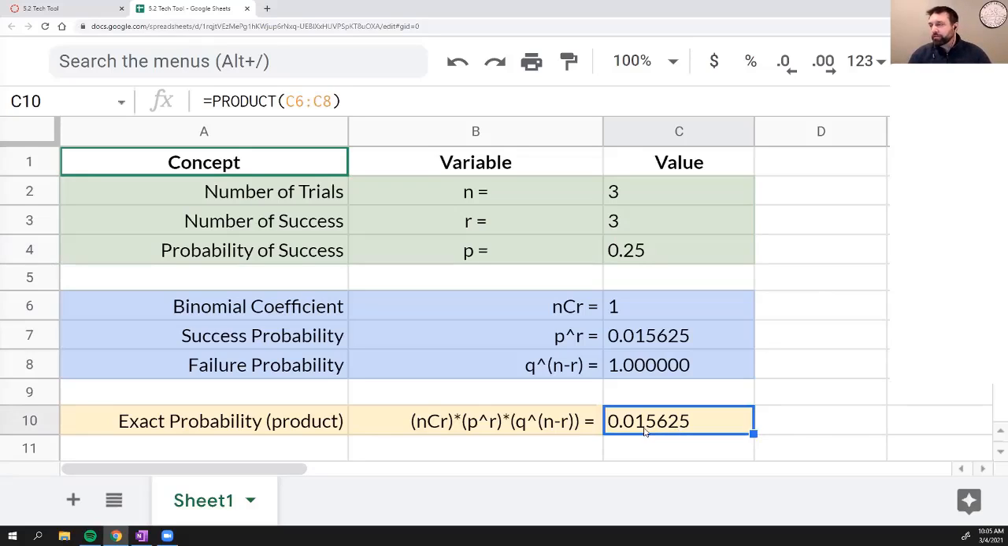So if you have 3 multiple choice questions, each with 4 answers, one of which is correct, for a probability of 0.25 success, you have a 1.5% chance of guessing randomly those 3 questions and getting all 3 correct. You have a 1.5% chance of acing that test just on random guessing.